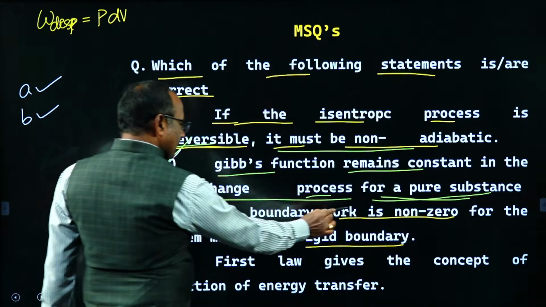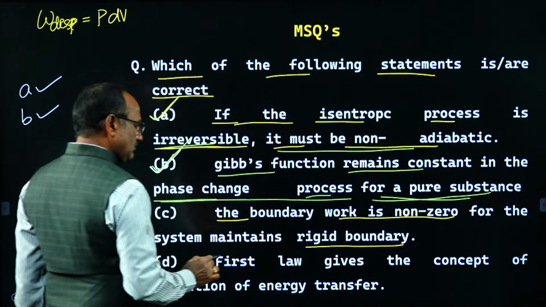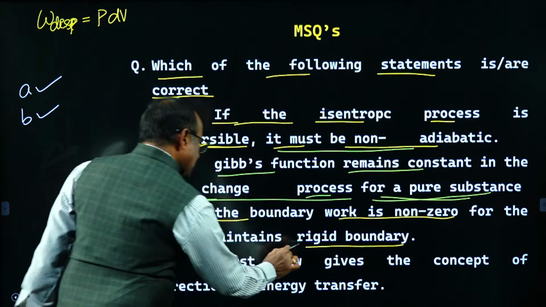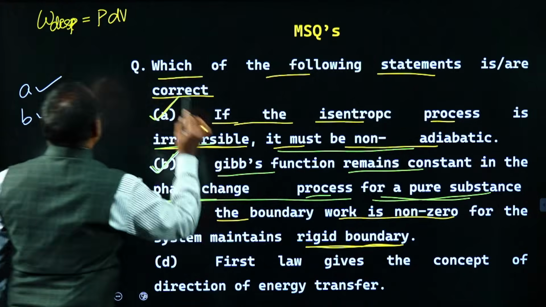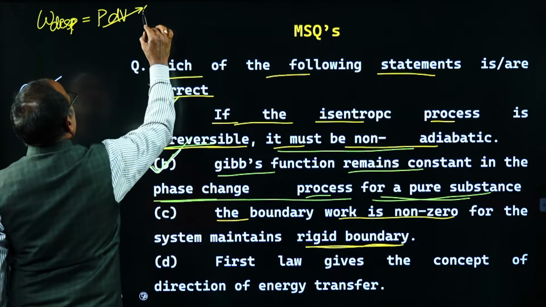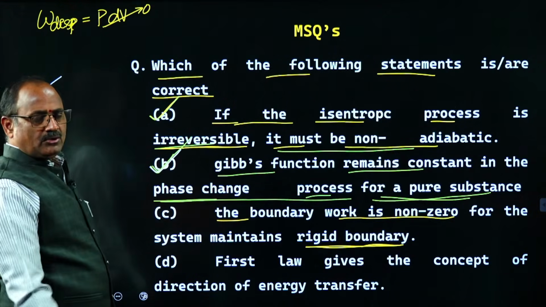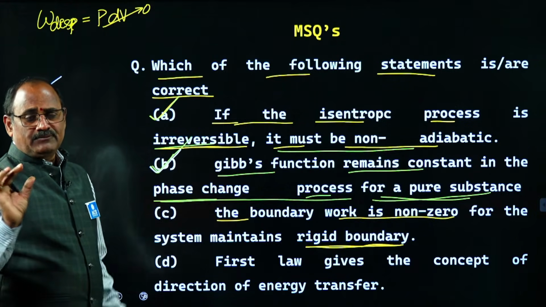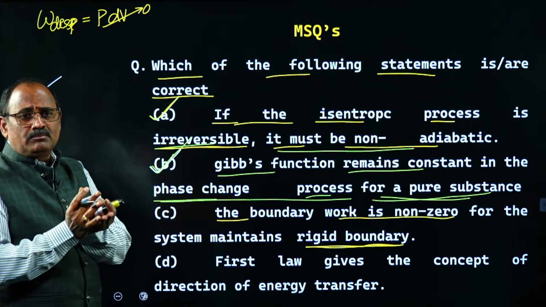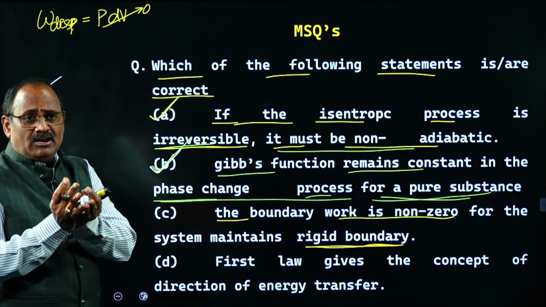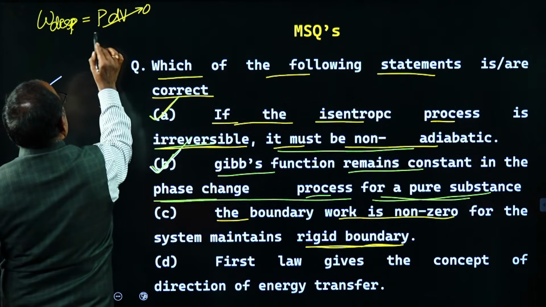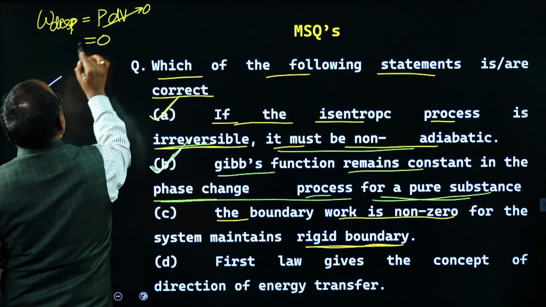The boundary work is non-zero for the system maintains rigid boundary. Rigid boundary means no change in volume. You take the water tank connected to your house. The water tank is maintaining rigid boundary. Therefore, there is no change in volume of the system. The change in volume is 0, right? Then what is the displacement work? 0.